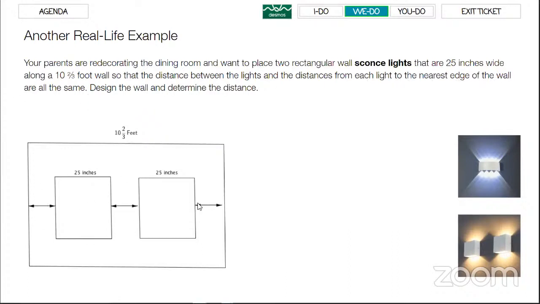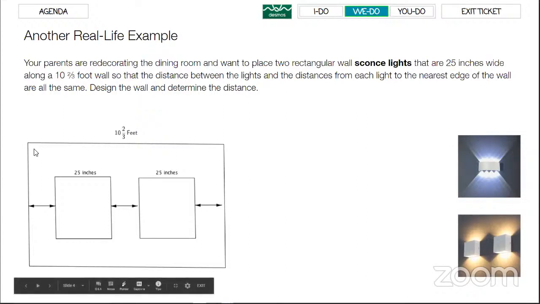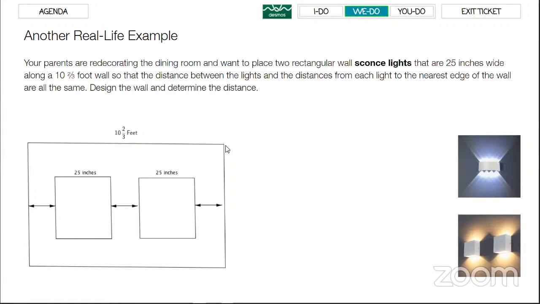So it's the same kind of problem. The width of those lights is 25 inches. The width of the wall is 10 and 2/3 feet. So in our life, nothing is perfect. So sometimes the wall can be not an integer number, like a fraction too, okay?